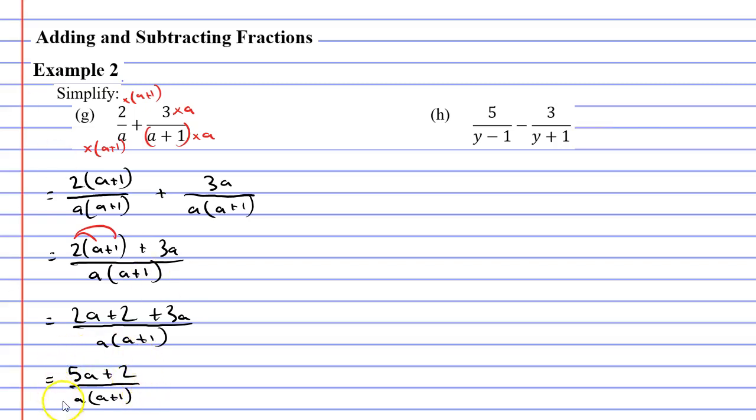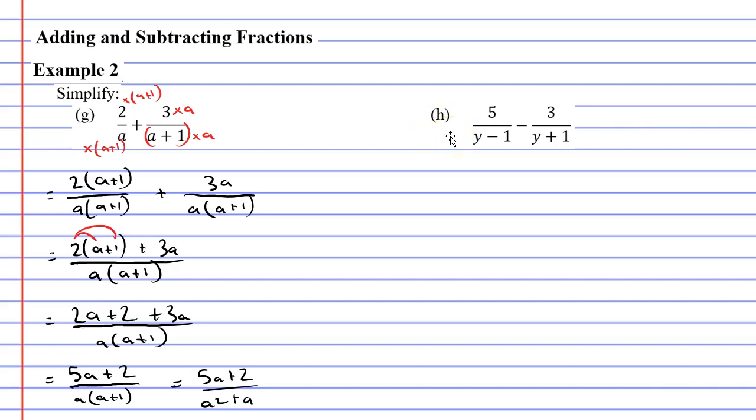Now I could submit this as my simplified solution, and that's perfectly fine. But it's not going to kill me to expand the denominator here, so I might as well do that. So 5a plus 2 remains the same, and then a times a is a squared, and a times 1 is a. Now either one of these simplified solutions are appropriate to submit. Okay, we'll move on to question H now.